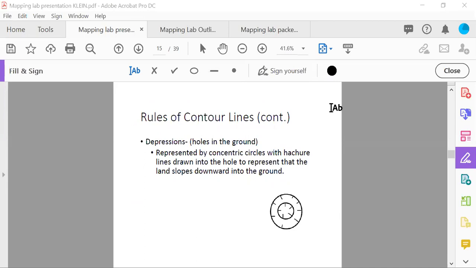Then we have depressions, which are basically just holes in the ground. Depressions are represented by concentric circles with hachure lines drawn into the hole to represent that the land slopes downward into the ground. So these lines are called hachure lines. Anytime you see that, it tells you that the land is going downward into a hole. That's called a depression.